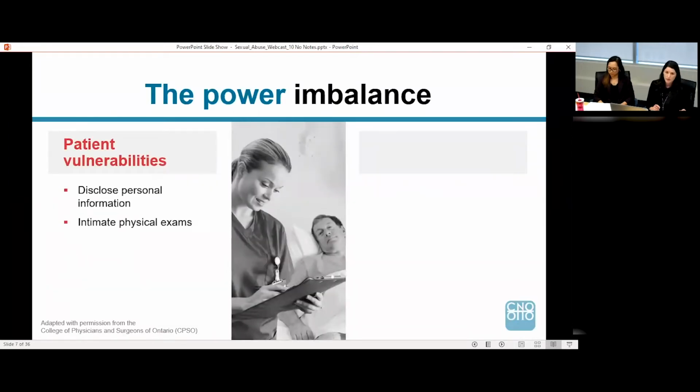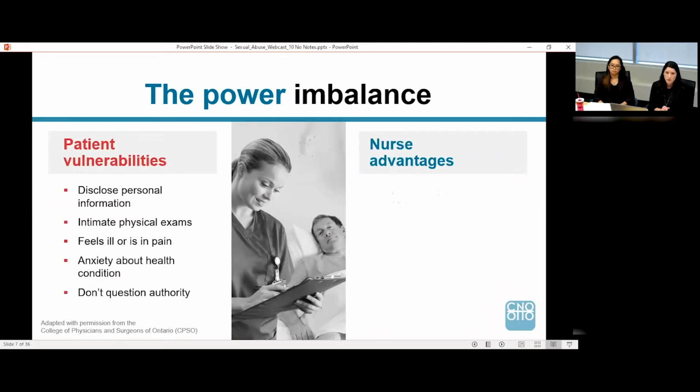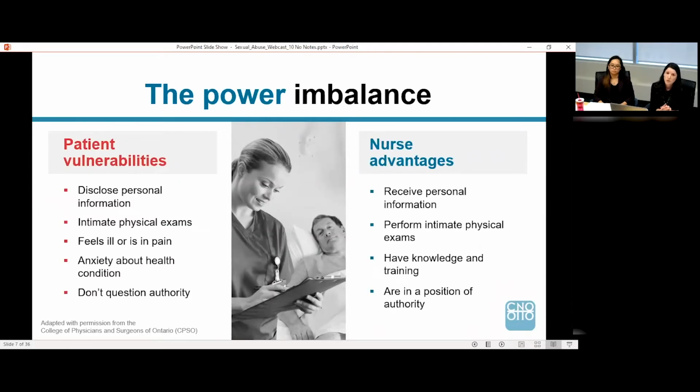There is a power imbalance between a patient and a nurse. Some of what makes a patient vulnerable includes that they disclose private information to the nurse. They may also have intimate physical exams. They may be feeling ill or in pain. They may be anxious about their health condition, and some patients aren't comfortable questioning a healthcare provider. Some also may have a particular vulnerability because of a condition, for example, or a medication they're on, and this may result in them being unaware of their surroundings, for example.